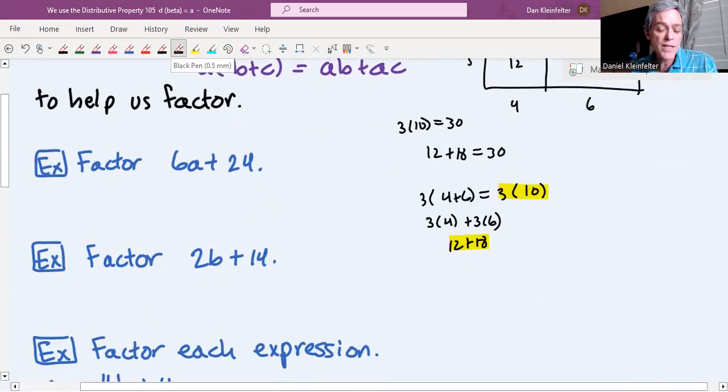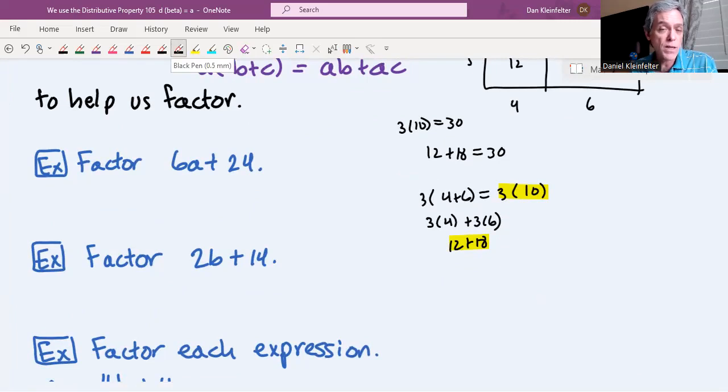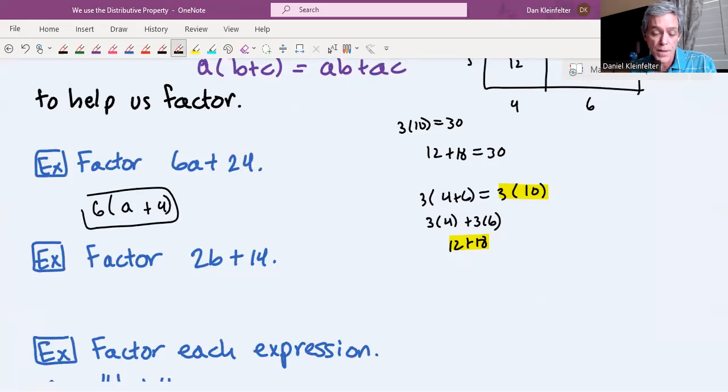We want to factor 6a plus 24. Taking a look, there's a sum of two terms here, both of which have 6 as a factor. So we'll use the distributive property, put the 6 outside. 6a divided by 6 will be a, and 24 divided by 6 will be 4. So we'll get 6 times a plus 4.